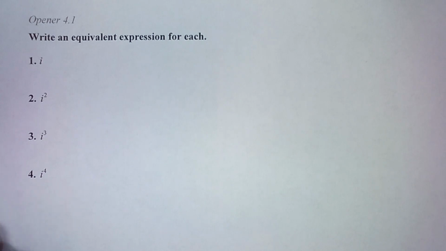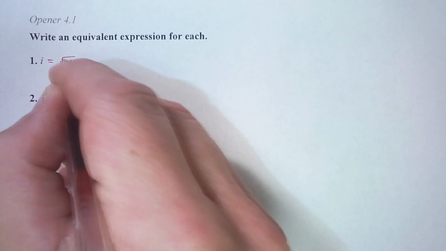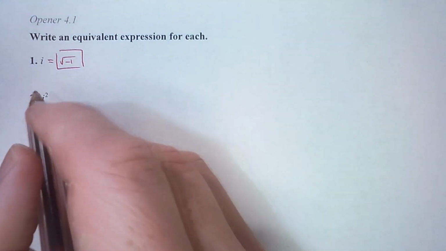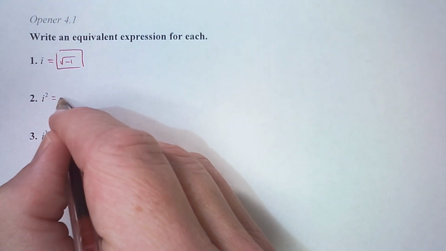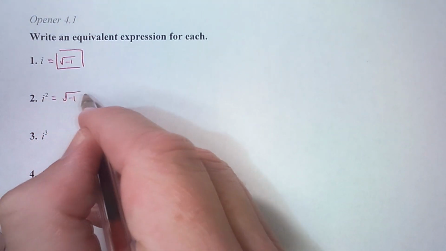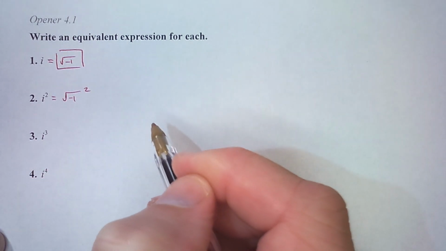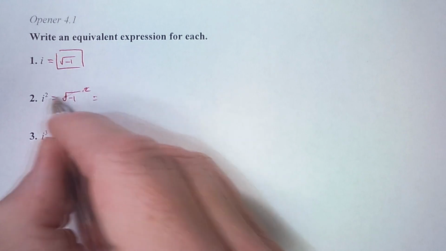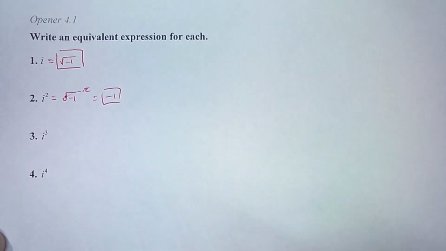Okay, so now let's begin to evaluate these. I is the square root of -1, and that cannot be simplified, so that's it. I is the square root of -1. I squared is the square root of -1 squared. Okay, so squared and square root cancel, so I squared is -1.